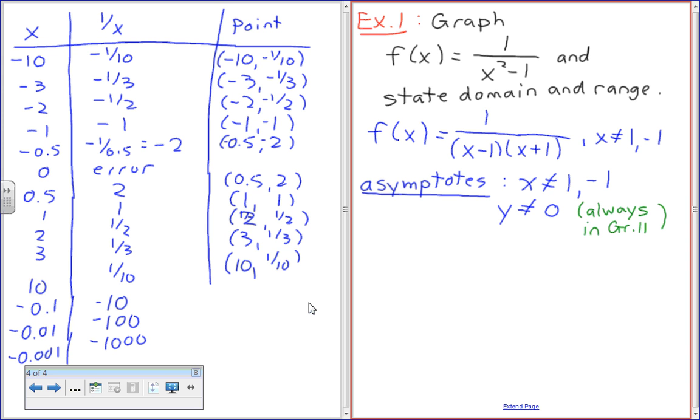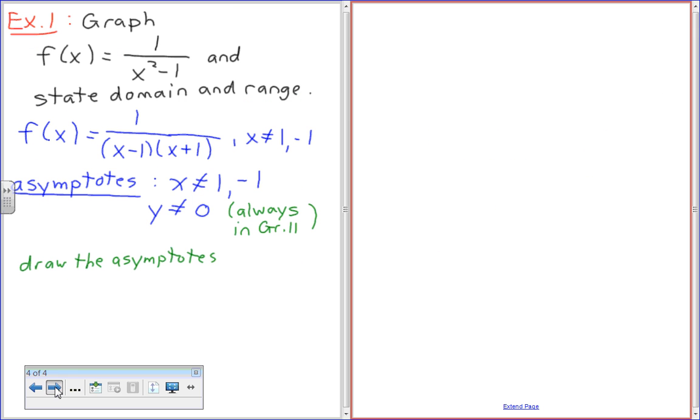Okay, so at this point, we're going to draw the asymptotes. What we're going to do is get out a piece of graph paper. I'm going to use a digital piece of graph paper. You guys can use the real thing.